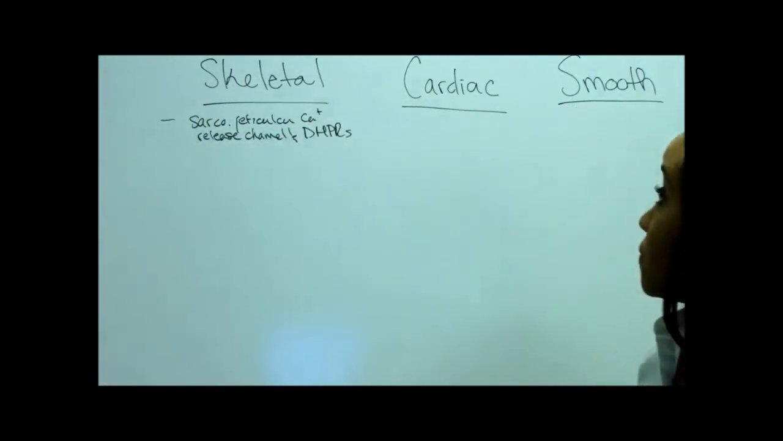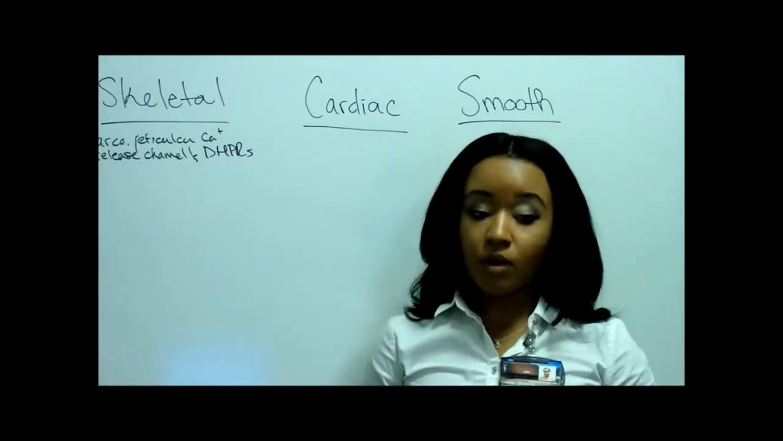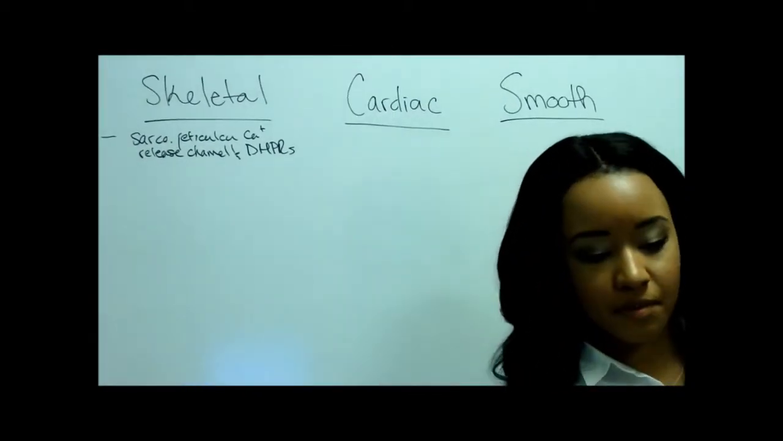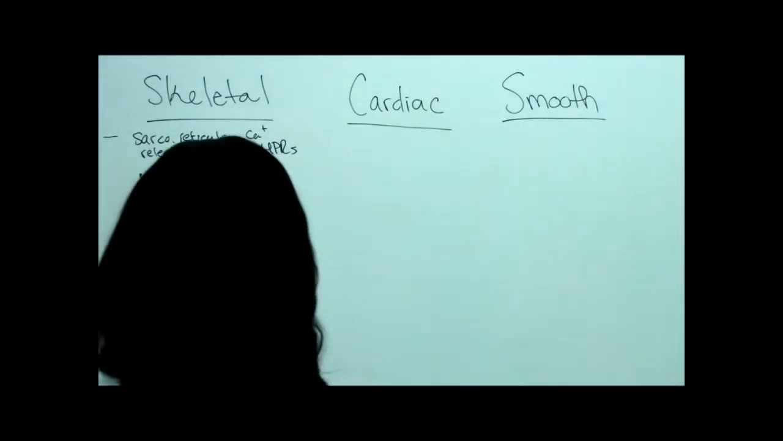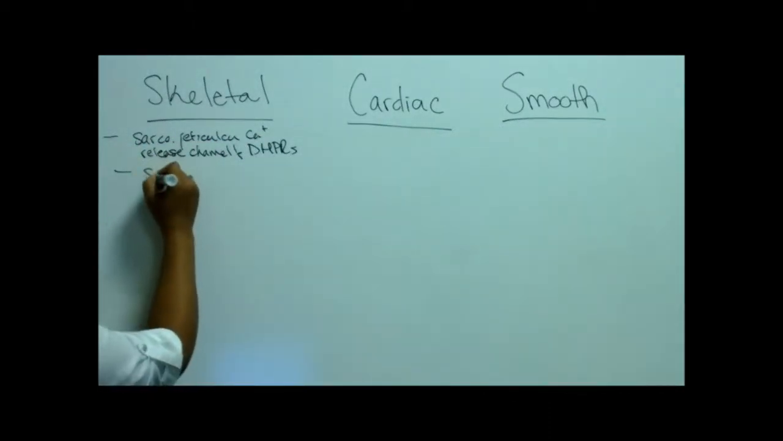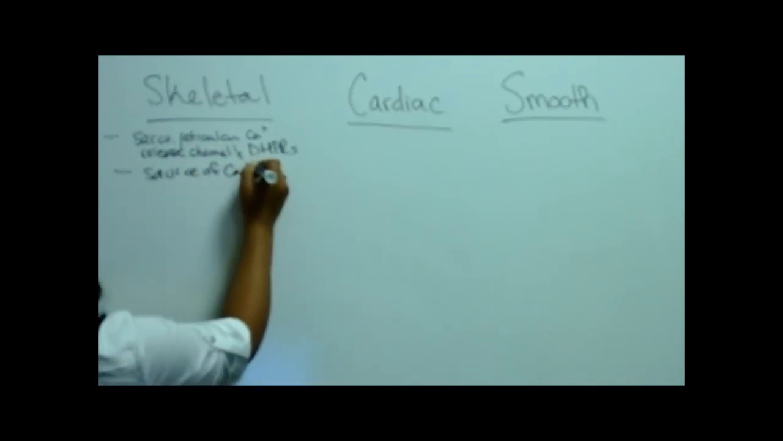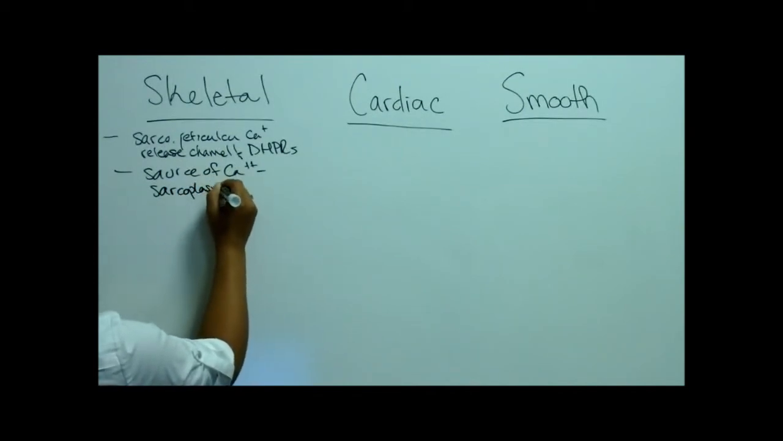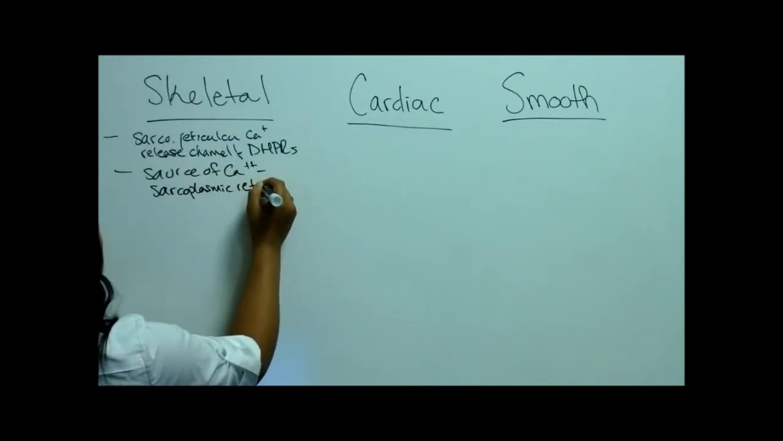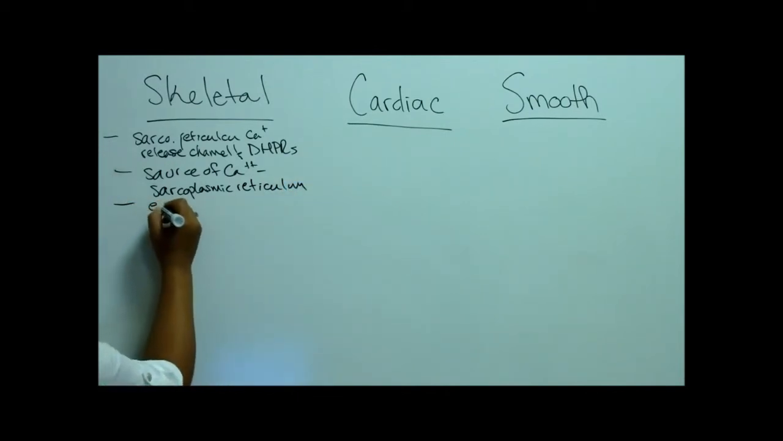Next, we will move on to cardiac muscle. Well, first we'll talk about the source of calcium. For skeletal muscle, it is only the sarcoplasmic reticulum. And the effect that the nervous system will have on skeletal muscle is only excitation.